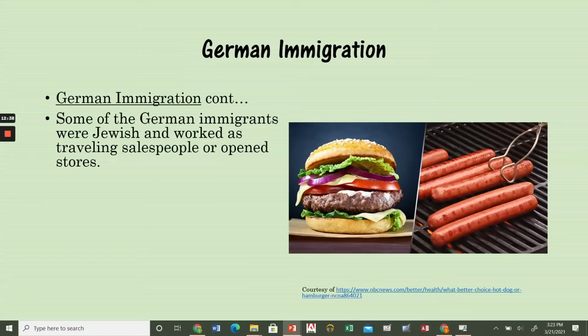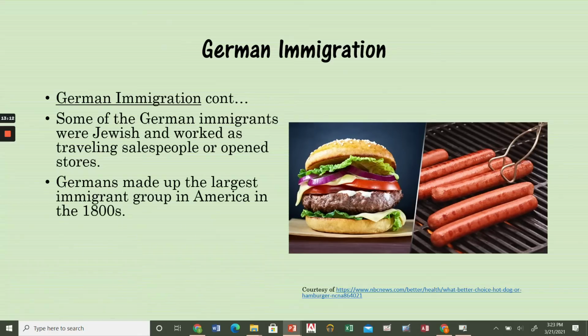And again, for instance, we talked about the push factors from Germany for German Jewish immigrants. But the pull factor was that many of these Jewish immigrants worked as traveling salespeople. They opened stores. They did that sort of thing. So those would often have been living in the cities. So we talked about how Germans didn't just move to farms; they also moved to cities. Here are some of the examples of jobs they did in cities.